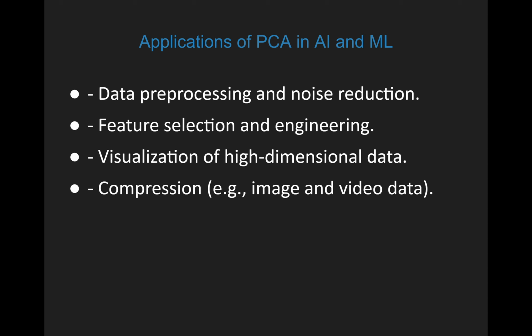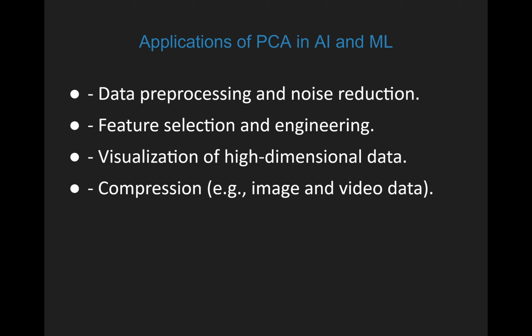For example, in image processing, PCA can be used to compress and reconstruct images while removing noise and preserving essential features. Similarly, in natural language processing, NLP, PCA can reduce the dimensionality of word embeddings or term-document matrices, improving computational efficiency.